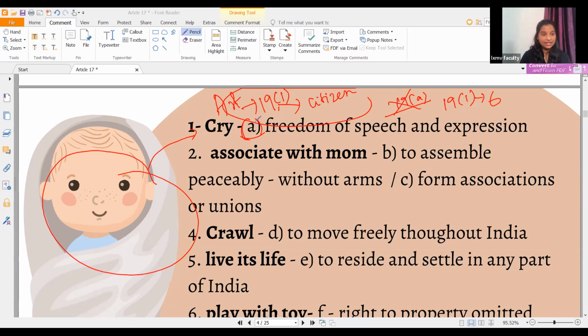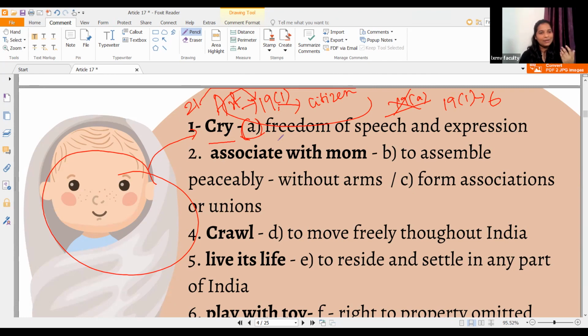So why these freedoms are given basically is that Article 21 gives you life, but enjoying the entire life to the fullest is possible only via Article 19. So these freedoms are associated with enjoyment of life. So first one is crying, which is freedom of speech and expression.